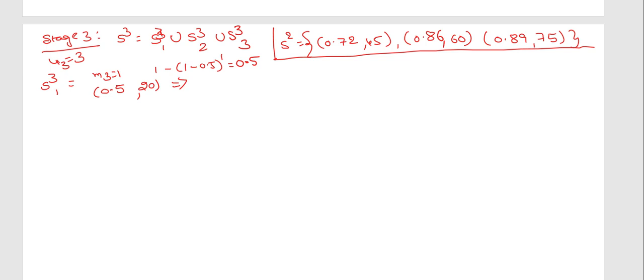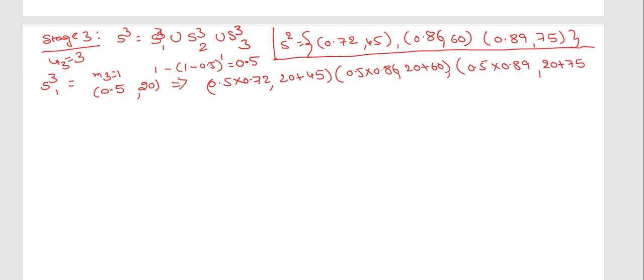We have to multiply like this. Simply 0.5 into 0.72, comma 20 plus 45. Again 0.5 into 0.86, 20 plus 60. I will write for one stage: 0.5 into 0.89, comma 20 plus 75. So finally stage 3 with 1 copy, the values are 0.3665. I have already calculated. You have to use a calculator with normal mathematical formulas.